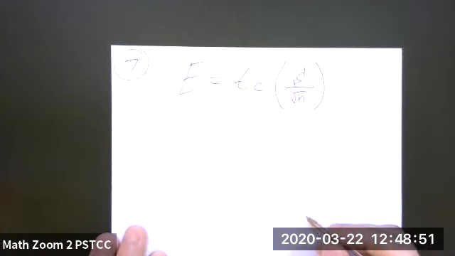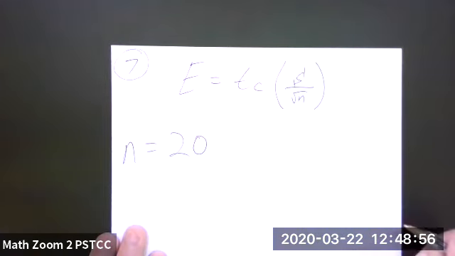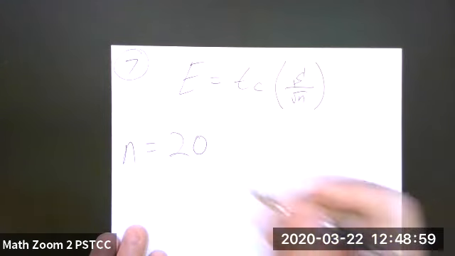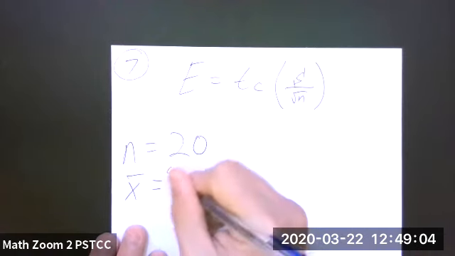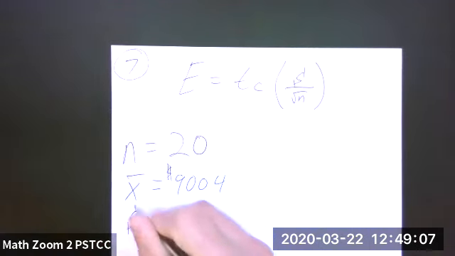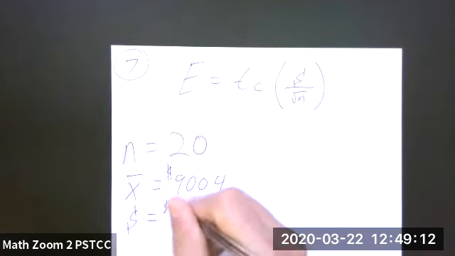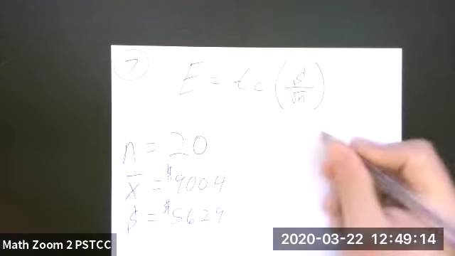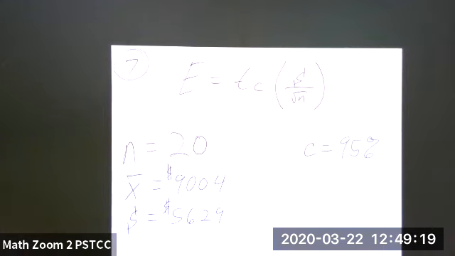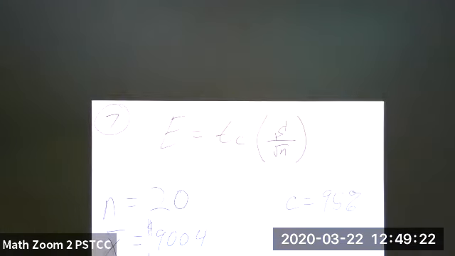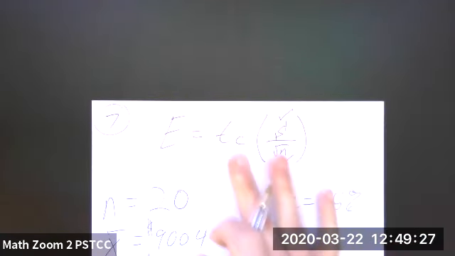So here, we have a sample size of 20, a sample mean of 9,004, and a sample standard deviation of 5,629. Confidence level is 95%. Well, in the formula, we have the sample size, have sample standard deviation. Let's find t critical.